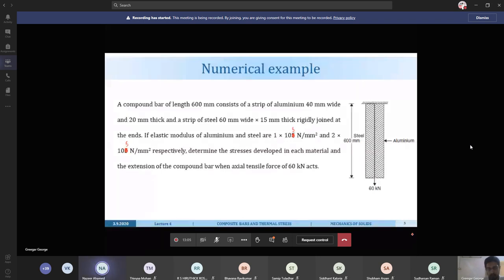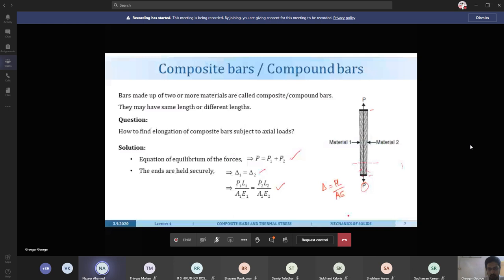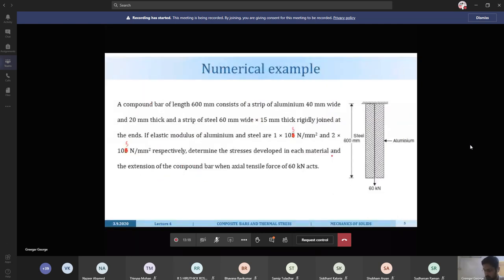In this previous case, I mentioned, see, there are two forces here, P1 and P2. So I'm just taking a cross section here. In each material there will be two loads. Which are the materials? Aluminum, PA. The other one is steel, PS. And that is equal to P, which is nothing but 60 kilonewton.